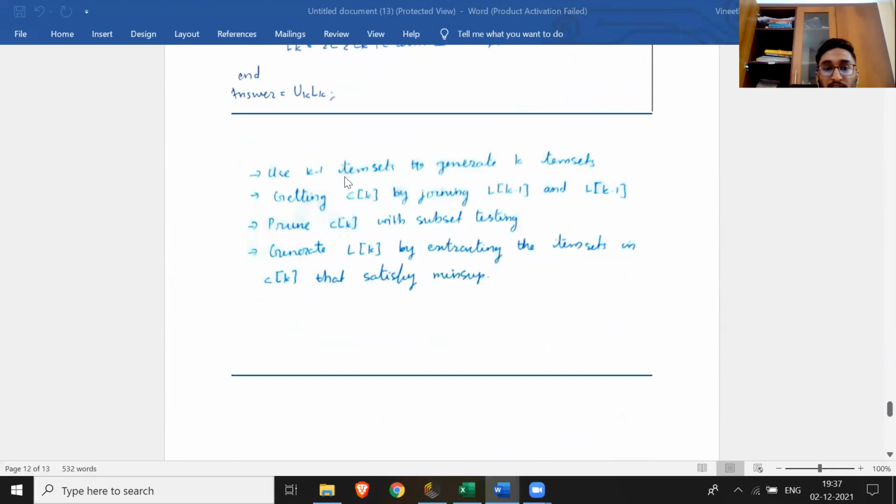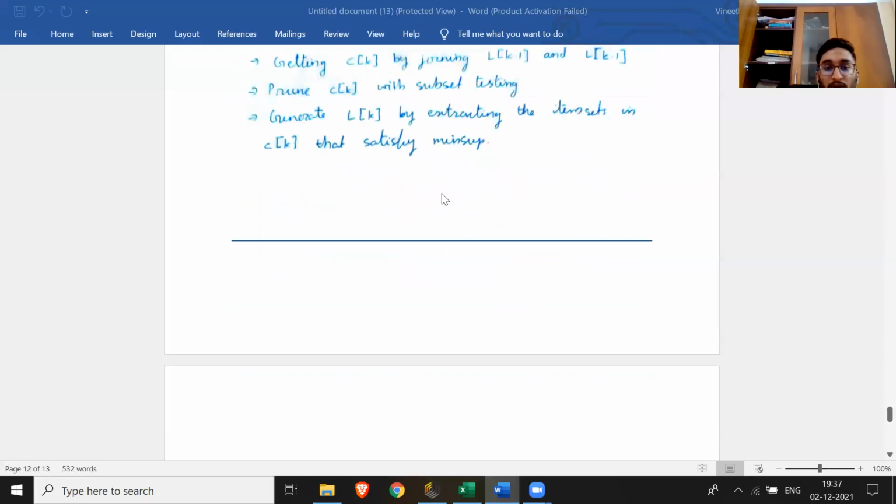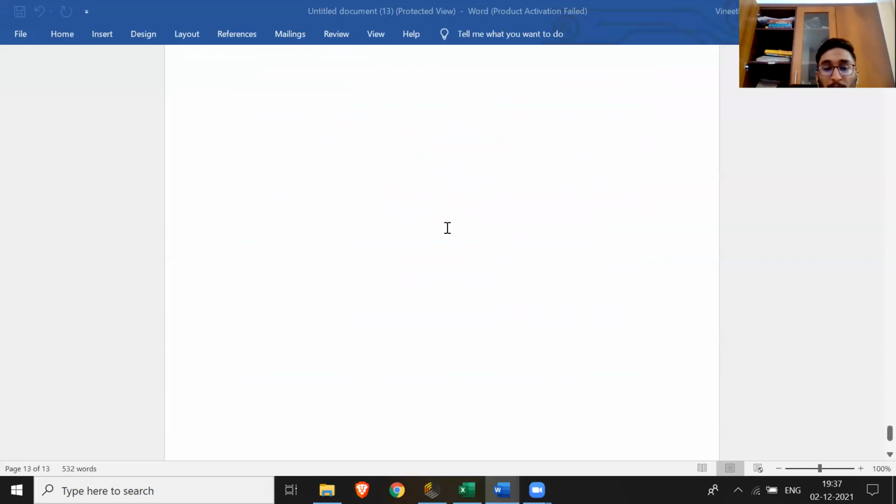And we first use K minus 1 item sets to generate the K item sets. Then we find C of K by joining the two tables, and then we prune it by removing all the values lesser than the value calculated, and then we repeat the process until we find the association rules.